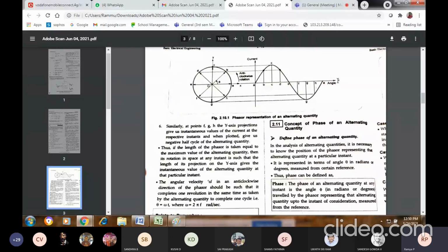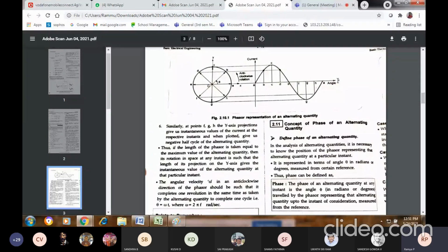Now, if you want to understand the phase, the phase of an alternating quantity at any given instant of time is an angle phi which is traveled by a phasor representing the alternating quantity up to the instant of consideration. For the reference, if I read this definition, you might feel you are not able to understand anything. But I will tell you here.